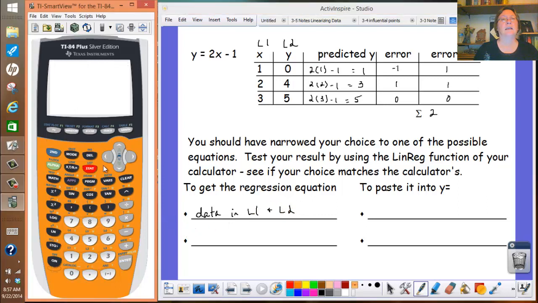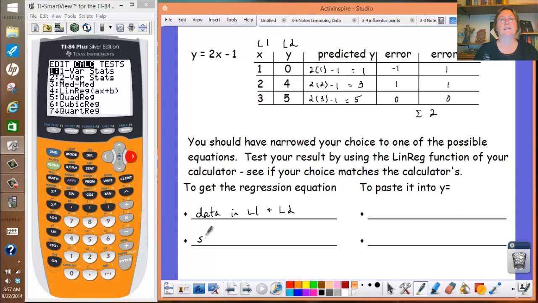Then it is stat over to calc. Let me write that here. Stat, arrow over to calc, and we're going to choose lin-reg. See it right there, number 4, linear regression, and it will give us in the form slope times x plus b, intercept. So it's stat, calc, and then lin-reg.